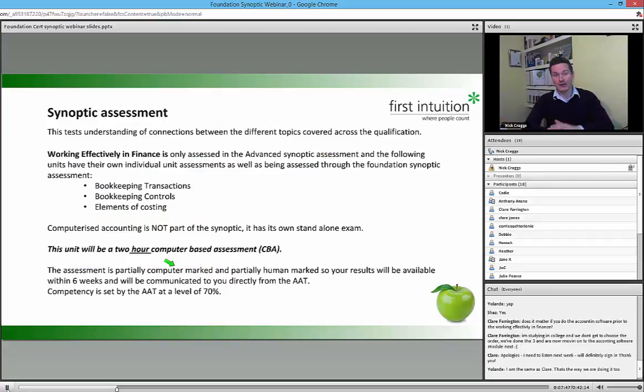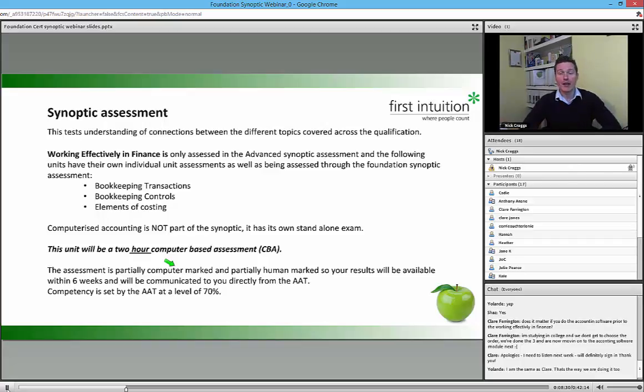So moving on to the actual synoptic assessment. As mentioned before, working effectively is only assessed in the synoptic assessment, although the following units do have their own individual exams as well. Now, as I said, computerized exact coding is not part of the synoptic. It is a 2-hour exam. So much like the other units of 2-hour exams, you probably wouldn't spend 2 hours doing elements of costing. If you're spending 2 hours doing your elements of costing exam, you're probably struggling a bit. It's not time pressured. It is a testing exam, but it is not really time pressured. The synoptic exam is 2 hours, and I would imagine you will need the full 2 hours.